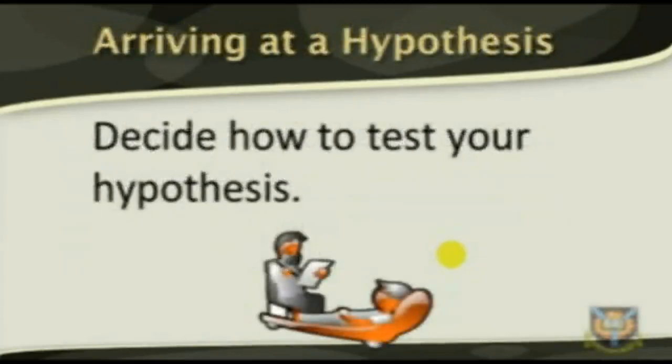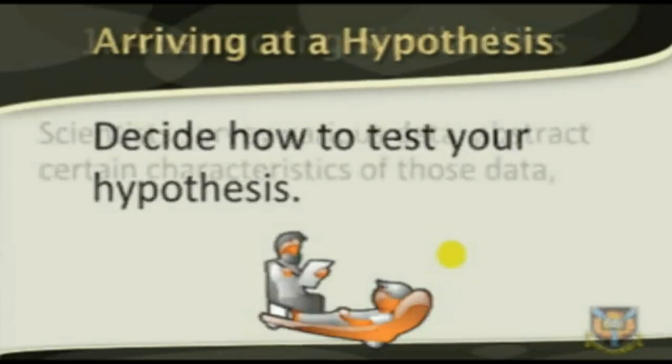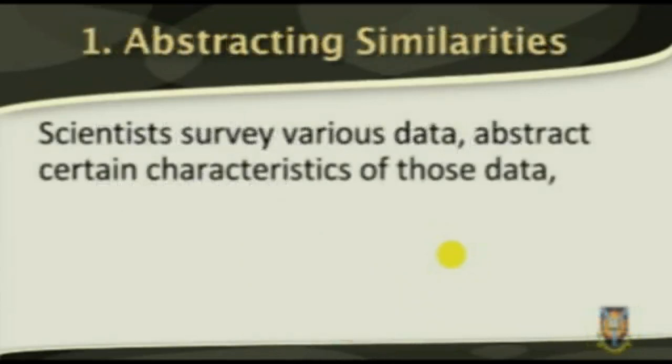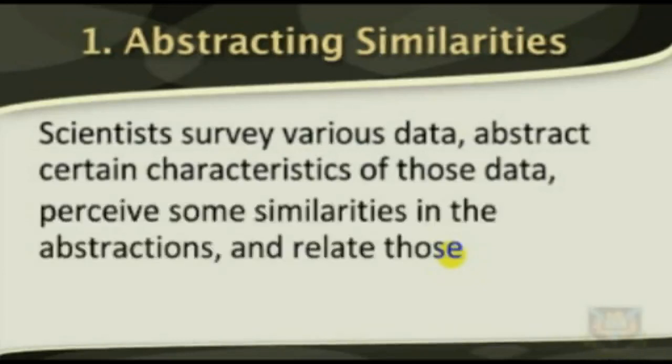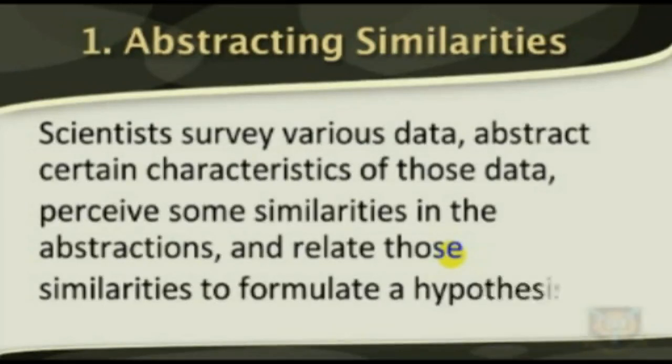Arriving at a hypothesis. There are some possible general sources of hypothesis. These include the following. Abstracting similarities. In these creative phases, the scientists may survey various data, abstract certain characteristics of those data, perceive some similarities in the abstractions, and relate those similarities to formulate a hypothesis.